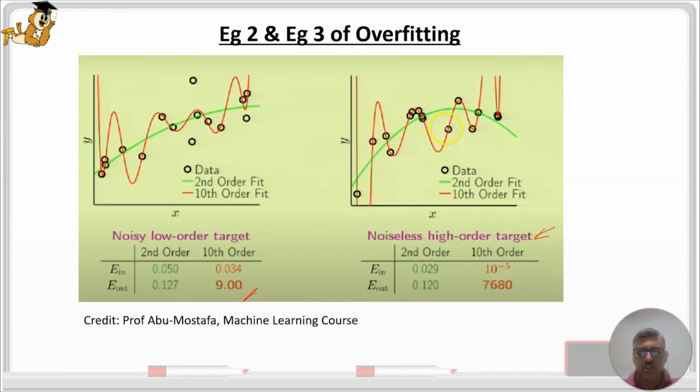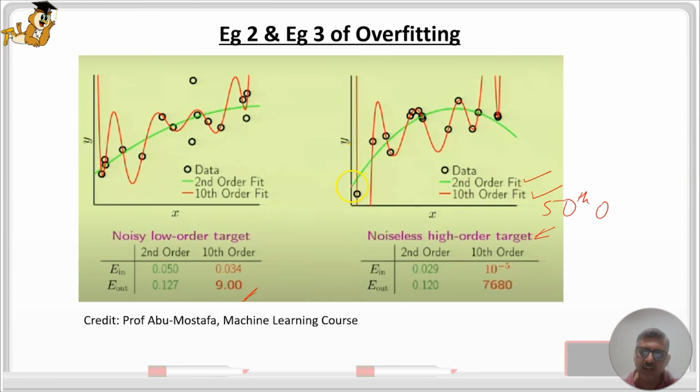These black dots here, these black circles over here, have been generated using a 50th order polynomial. Okay, so they are generated by a 50th order polynomial. And you again tried the same exercise. You tried to fit a second order polynomial into this data, and you tried to fit a 10th order polynomial into this data. And here is what you see.